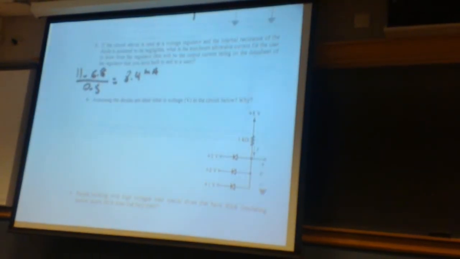Next, assuming the diodes are ideal, what is voltage V in the circuit below? Is it 1 volt? Yes, one. Yeah, it's correct. Because if that is 1 volt, that means the other diodes have 3 volts or 2 volts on the left side, which is higher than 1 volt.